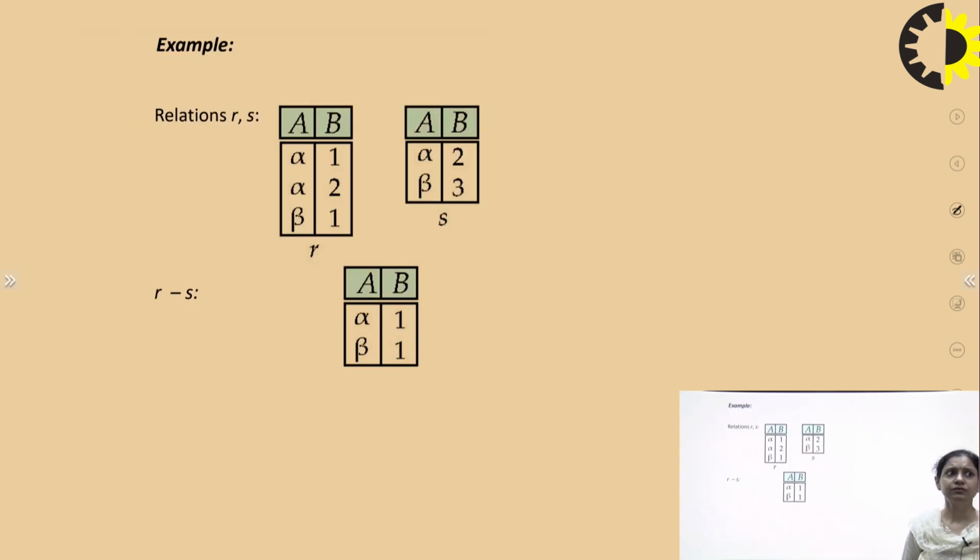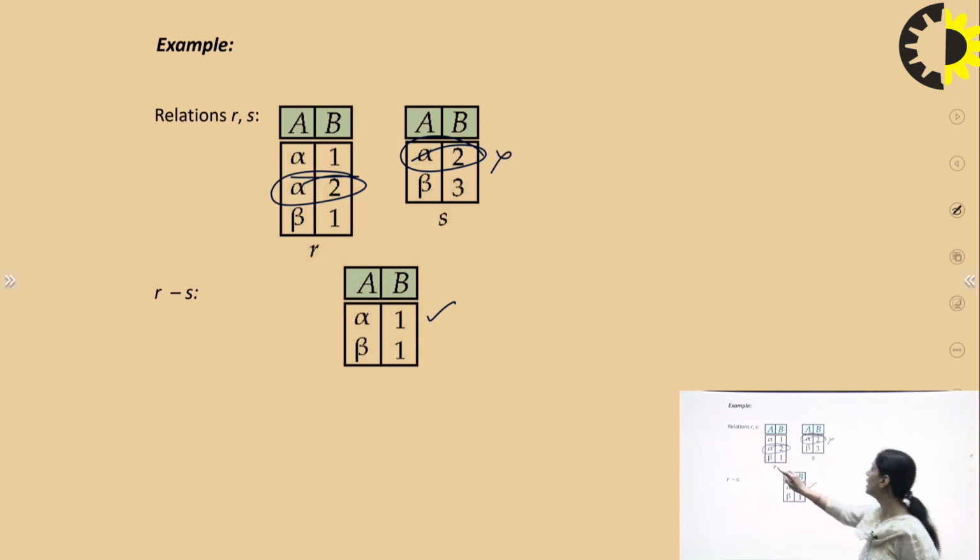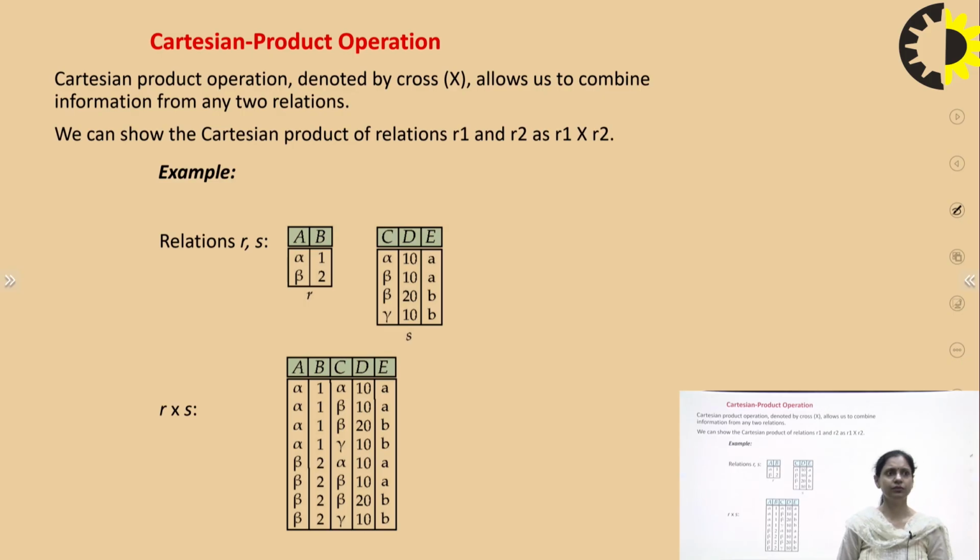So, if we take it in the form of an example, we have two relations R and S, and if we do R minus S, that means we need all those records that are there in the relation R but not in S. Alpha 1 is there in R but not in S, so this will be displayed. Alpha 2 is there in R, it is also there in S, so we will not consider this. Next, beta 1 is there in R but not in S, so we will consider this. So, this is how the set difference operation works.